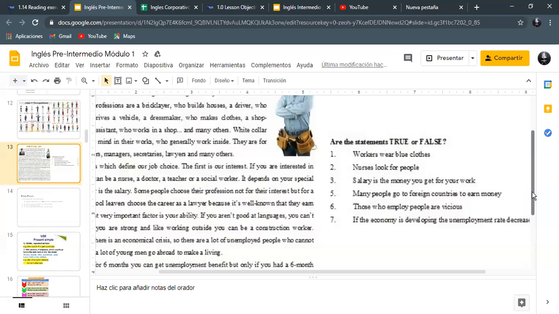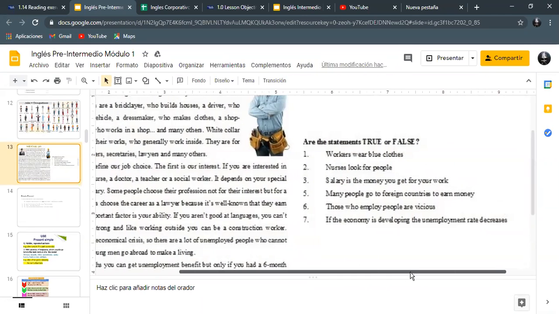Workers wear blue clothes. Nurses look for people. Salary is the money you get for your work. Many people go to foreign countries to earn money. Those who employ people are vicious. If the economy is developing, the unemployment rate decreases. Yeah, decreases.